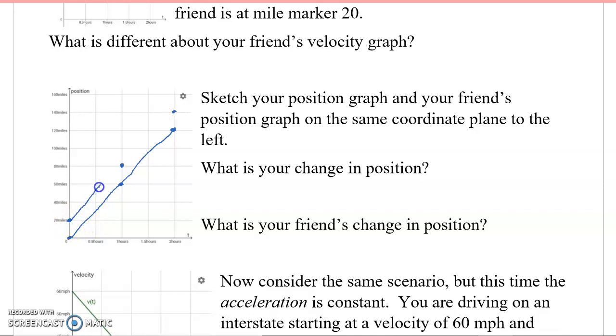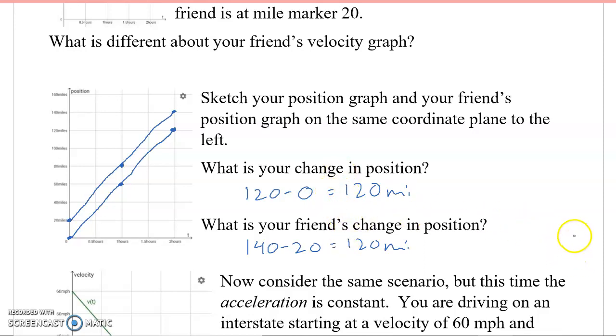So we'd have a parallel line. Same slope, right? Slope of 60. Because the derivative of position is velocity and you have the same velocity. So the change in your position is 120 minus 0, which is 120 miles. The change in your friend's position is 140 minus 20, which is also 120 miles. We're both moving down the road for 2 hours at 60 miles an hour, so we're both going to travel 120 miles, even though those exact positions don't line up, right? We don't end up in the same place because we didn't start off in the same place.